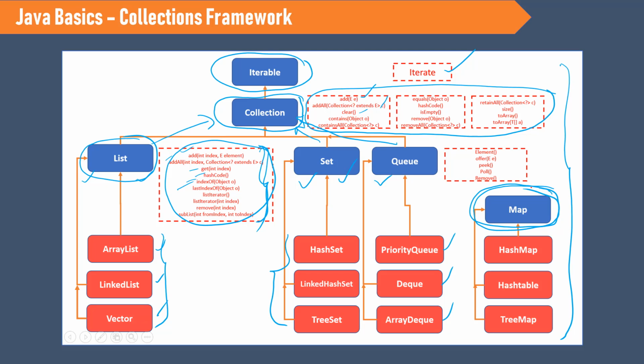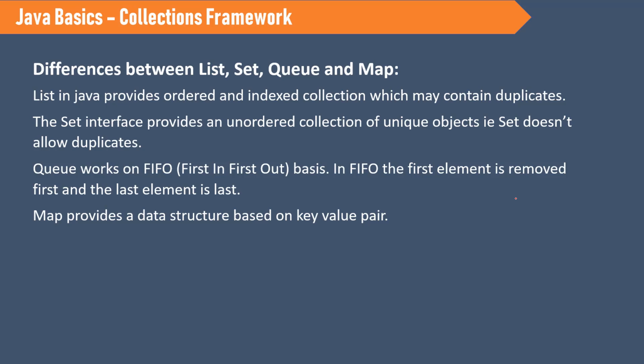And using this map interface, some of the classes that were implemented are HashMap, Hashtable and TreeMap. So these are some of the classes that were implemented using this map interface. Now let us see the differences between list, set, queue and map.